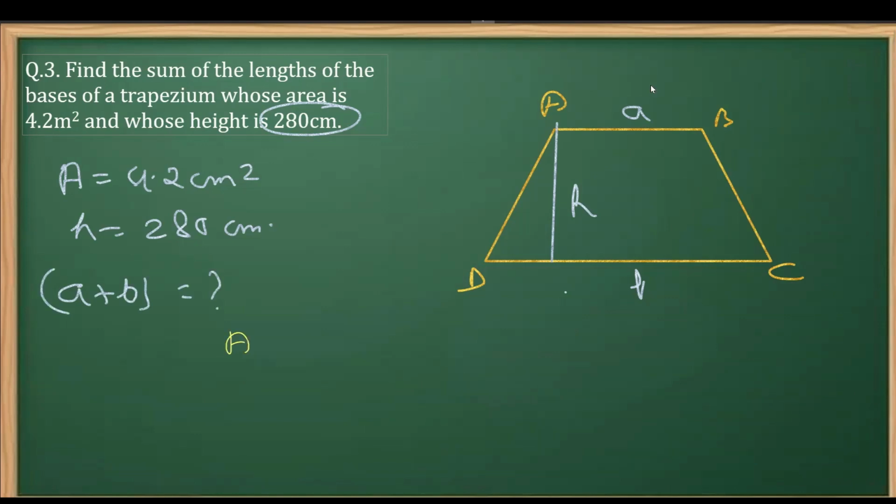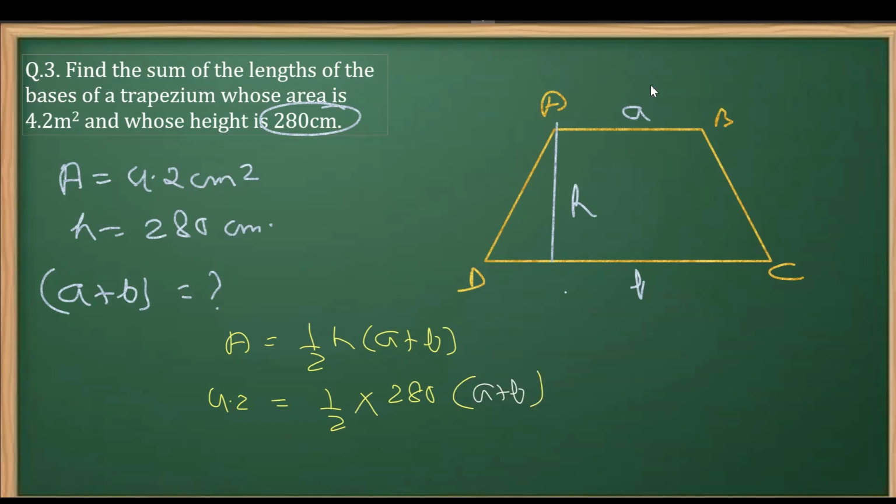So we'll be applying the formula of a trapezium. It is half into h, bracket, sum of the parallel sides. I can replace A with the value of the area, which is 4.2 mentioned in the question. So it is 4.2 equals half into h, and h is given as 280. So I'll be replacing h with 280, multiplied by a plus b, and this is what we have to get. That is, a plus b is what we have to find out. Remember, we don't have to get their individual value.